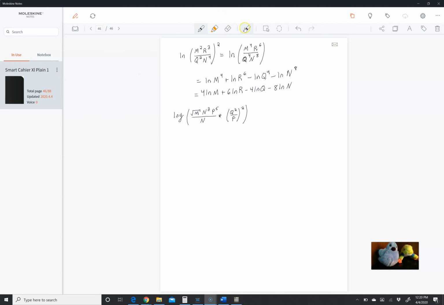So what we can do is we're going to do two things at once. We're going to distribute this square, and we're also going to take care of the square root of m because we don't want any radicals. Okay, so we're going to do two things simultaneously.